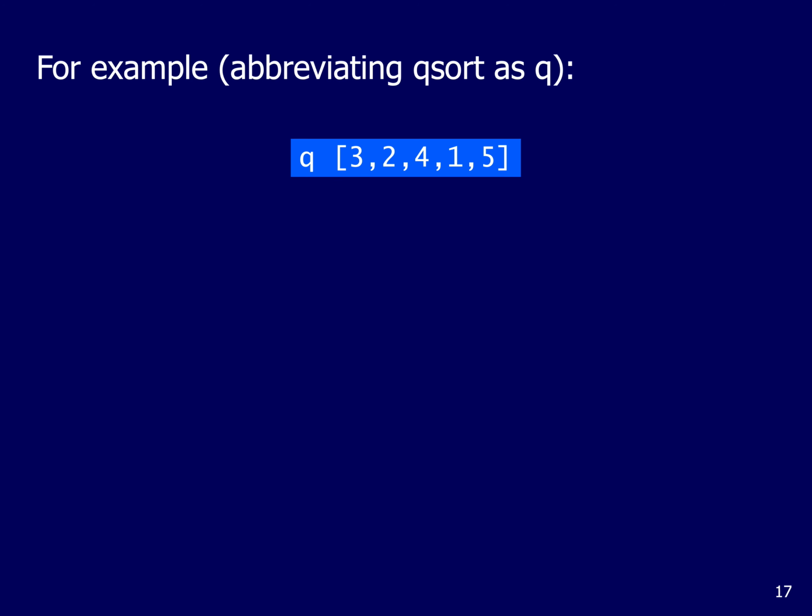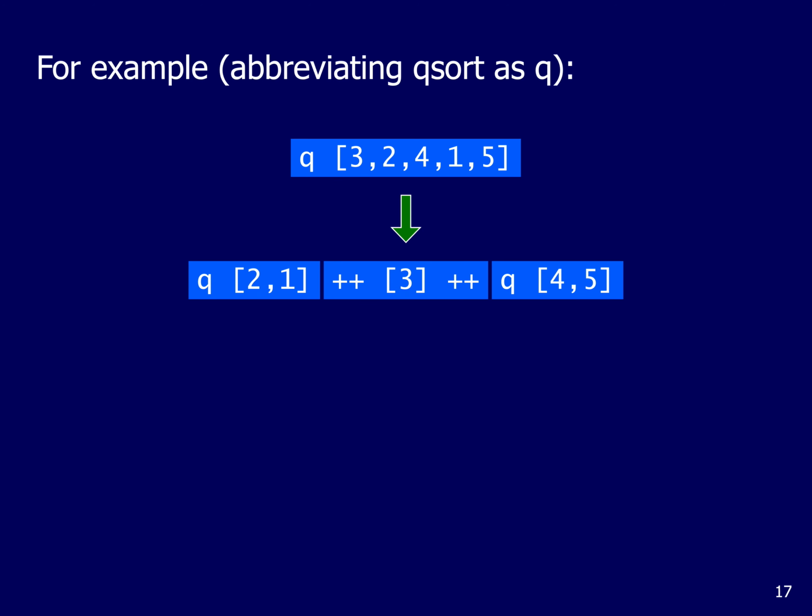What I've done on the slide here: if I wrote quicksort, the slide wouldn't fit what I want to do, so I've abbreviated it by Q. What I'm doing here is quicksorting the list 3, 2, 4, 1, 5. So it's a list of numbers in jumbled up order. What do I do? Well, to quicksort a non-empty list, I'm going to quicksort the values in the list which are smaller than the first thing.